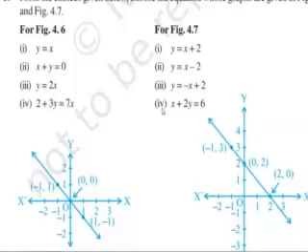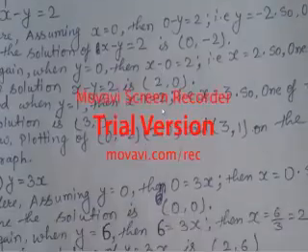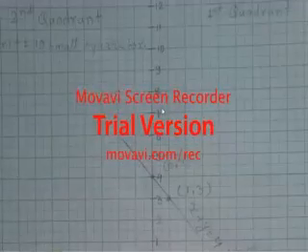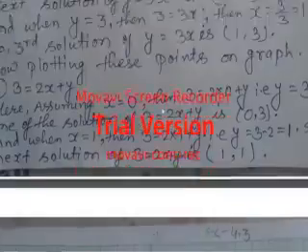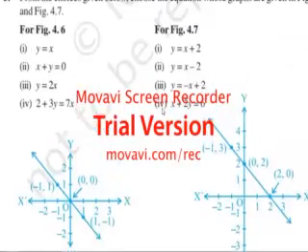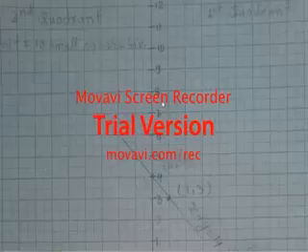So I hope all of you have understood. Now we will go towards the solution of question number, okay, which was the question number? It was, I think, 5. Okay, so 5. Let's see the solution of question number 5.